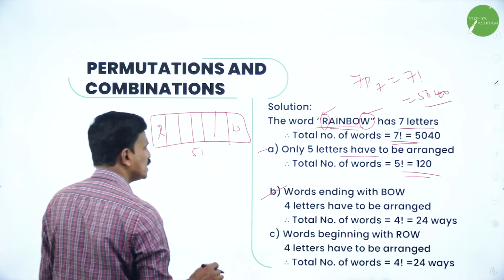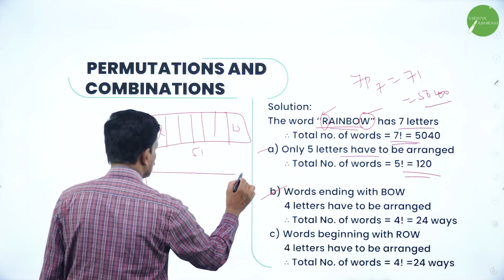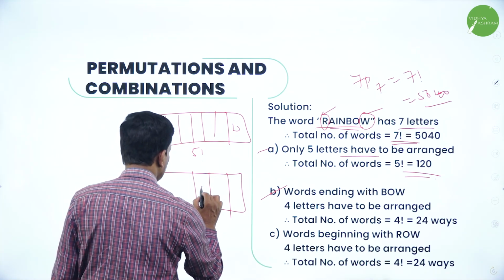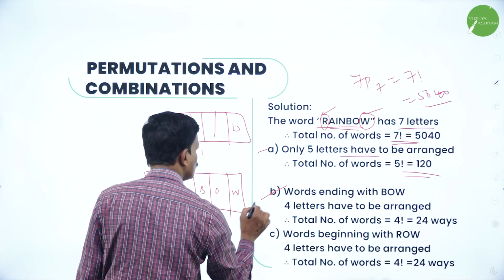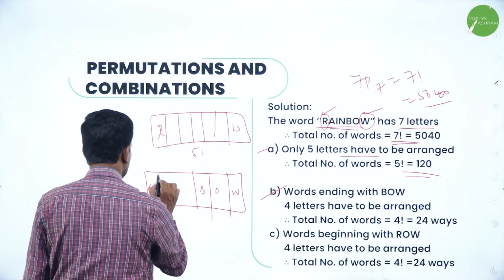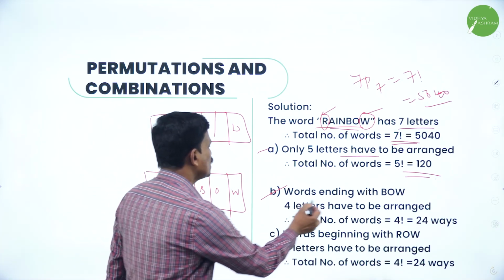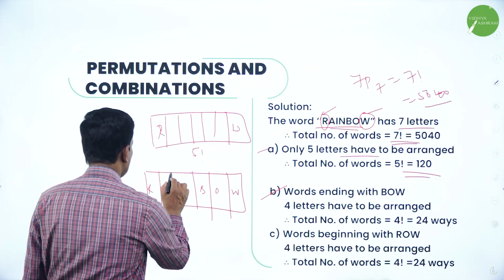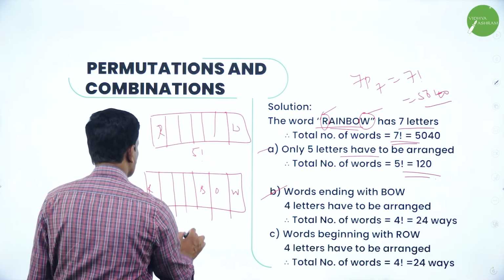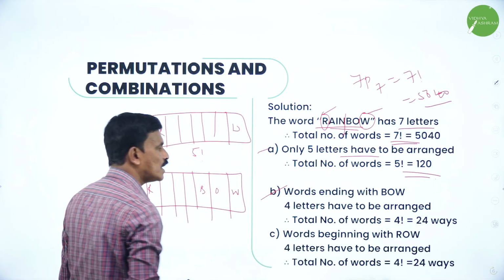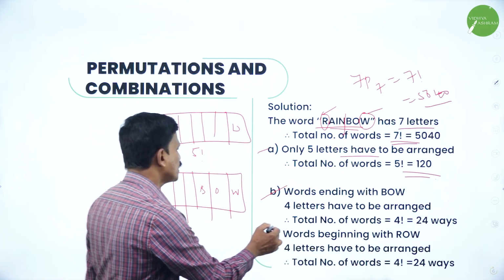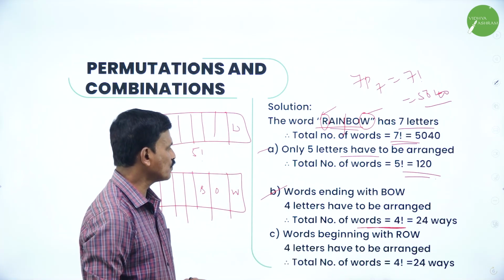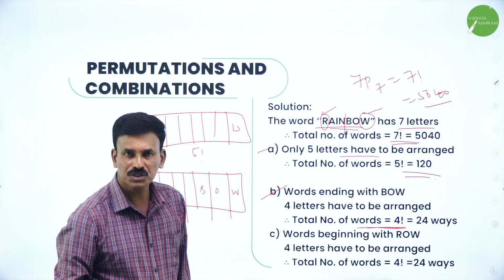Second, words ending with BOW. Here the words end with BOW, and its first letter is R. So how many letters are there? The remaining 4 letters, since RAIN is gone. The remaining 4 letters have to be arranged. Therefore the total number of arrangements is 4 factorial, that's equal to 24 ways.